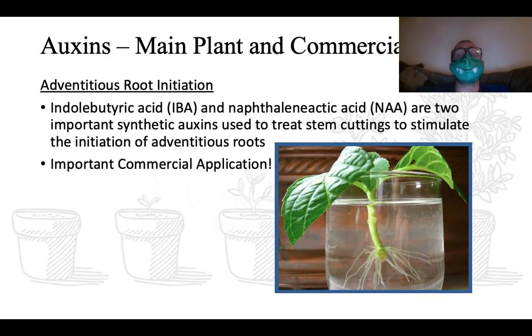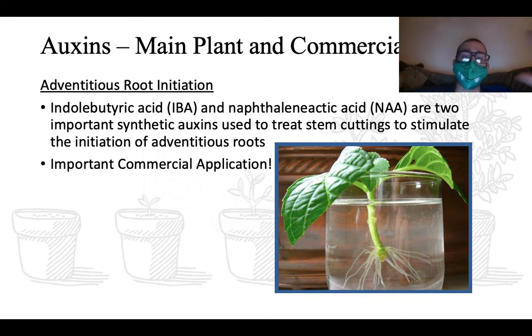Now, where we utilize auxins most commonly is in adventitious root initiation. So if we are propagating plants through cuttings, the two common ones that we use are indole butyric acid, IBA, and naphthalene acetic acid, NAA. Those are synthetic, and like I said, they have an important commercial application. So typically, when you are going to propagate with cuttings, you will take a cutting, dip it in an auxin solution, and then plant it, because those auxins help stimulate those adventitious roots.